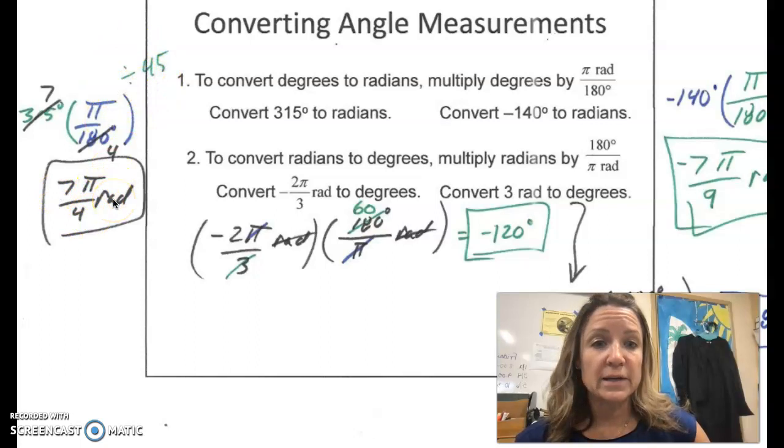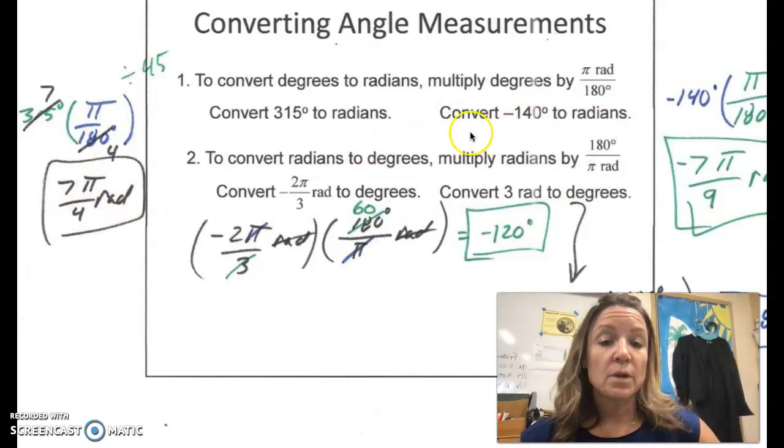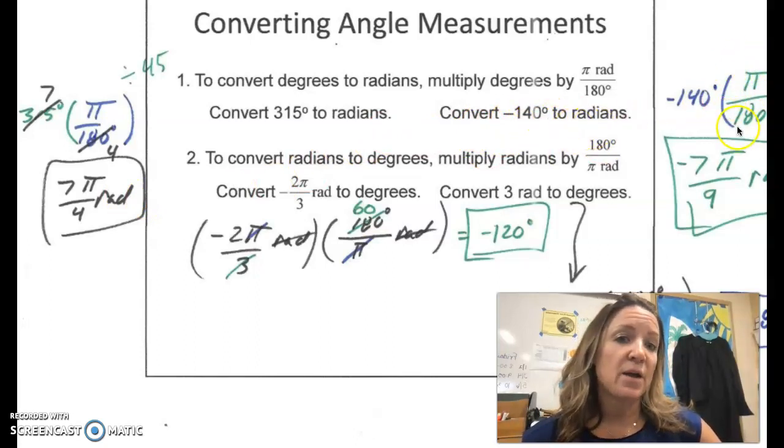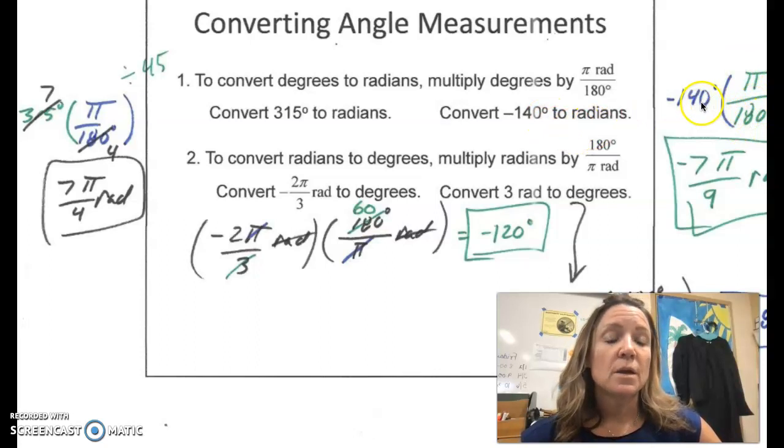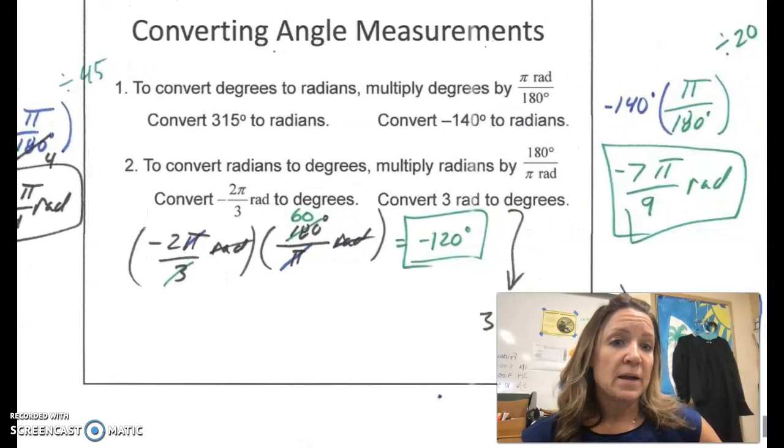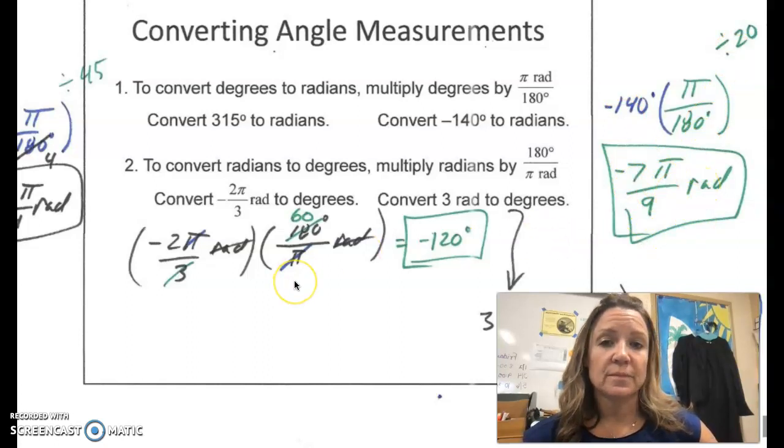over 4 radians. Okay? We can also convert negative 140 degrees to radians by multiplying it by pi over 180 as well. 140 and 180 are both divisible by 20, and so that reduces to negative 7/9 pi in radians. Okay.